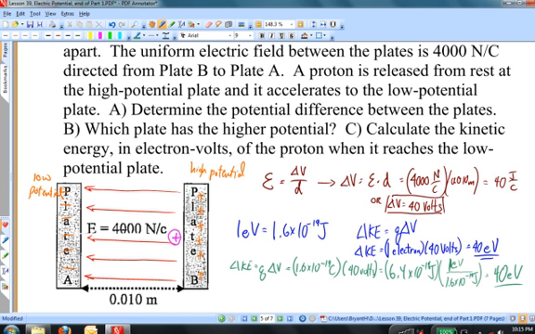Well, in that case, I'm going to have to work in joules if I want my result in meters per second. And there will be some times when you have to do that, but in this particular problem, you don't.